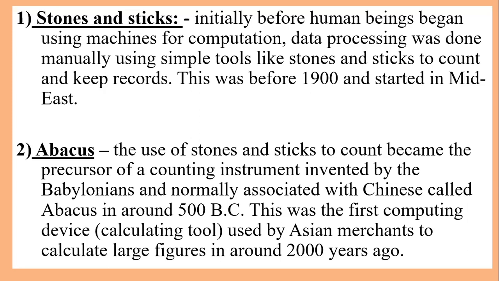From there, we moved on to the abacus. The use of stones and sticks to count became the precursor of a counting instrument, which was invented by the Babylonians and is normally associated with the Chinese. This device is called the abacus, and this was around the year 500 BC. Therefore, the abacus was the first computing device or calculating tool, used by Asian merchants to calculate large figures around 2000 years ago.